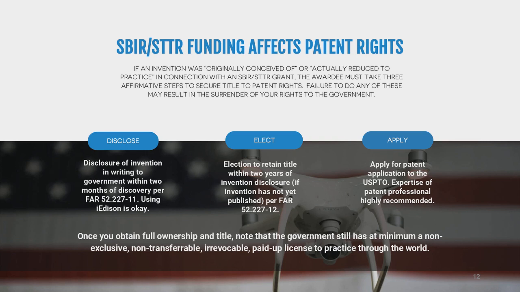Now, if you meet these 3 steps, the government will have licensee rights, but you will have ownership rights, and you'll be able to do with these particular patent rights as you see fit as the owner. We'll talk about this a little bit more when we talk about licensing later on. Now, some of you might ask, which out of these three is the most important? If you ask me, I would say the first one is the most important: disclosure to the government in writing. Now, there's a system called iEdison.